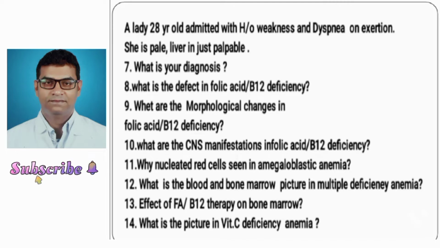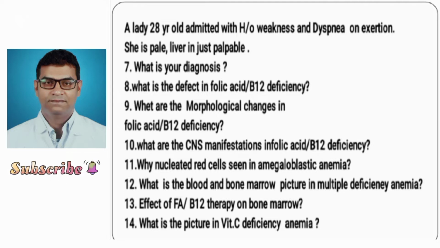Lady, 28 years old, admitted with history of weakness and dyspnea on exertion. She is pale and the liver is palpable. What is your diagnosis? Megaloblastic anemia. It may be because of the folic acid deficiency or it may be because of the B12 deficiency. What is the defect in folic acid or B12 deficiency? The rate of DNA synthesis is retarded and therefore the nuclear maturation lags behind the cytoplasmic maturation.